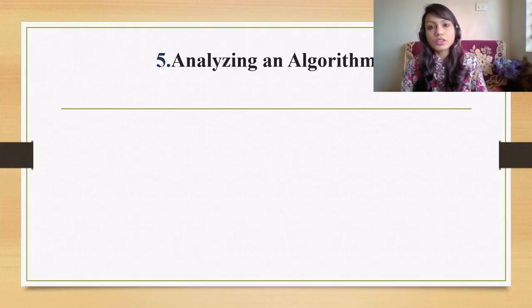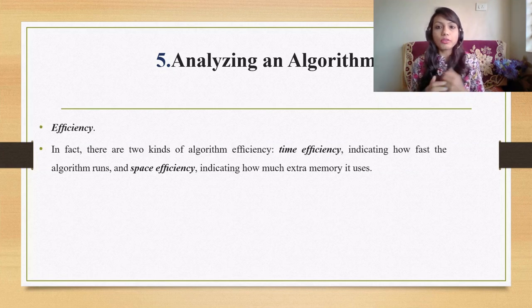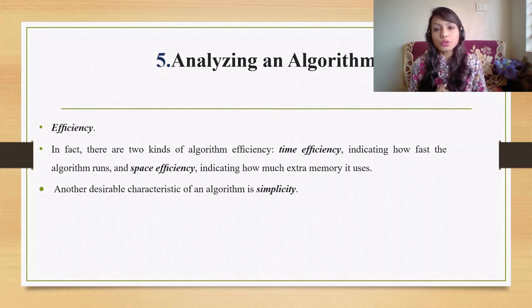So the fifth step is to analyze an algorithm. We have to analyze the algorithm for its efficiency, and there are two types of efficiency we have to analyze. One is time, another is space. Time indicates how fast an algorithm can run, and space indicates how much extra memory it uses. Not only this, we also have to see whether the algorithm is simple. A simpler program is easy to debug, and in previous analysis they have seen that simpler programs are quite efficient most of the time.